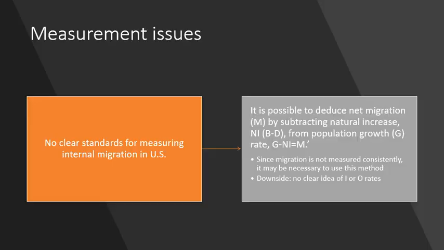There are measurement issues to think about when we look at migration. There are no clear standards for measuring internal migration. A lot of times, in order to measure migration, we subtract the rate of natural increase, which is just births minus deaths, from the overall population growth. So if we know population size over time, and we know the natural increase rate over time, we can deduce from that the net migration. But that net migration statistic won't tell us the gross migration that has taken place, the amount of people coming in and going out. So it's a very limited bit of information.